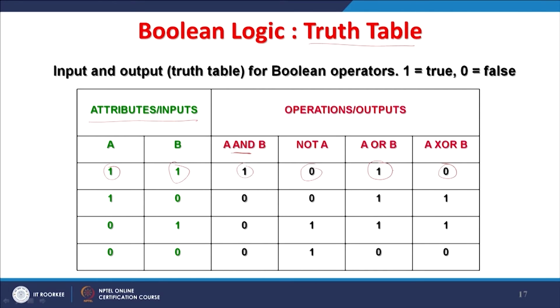So, for all kinds of inputs, all scenarios are given, including when A and B are not both 1. That means one is 1 and another one is 0. Then A and B, of course, is false, NOT A is false, A OR B, one is there, so it is true, and here it is true and this is true.